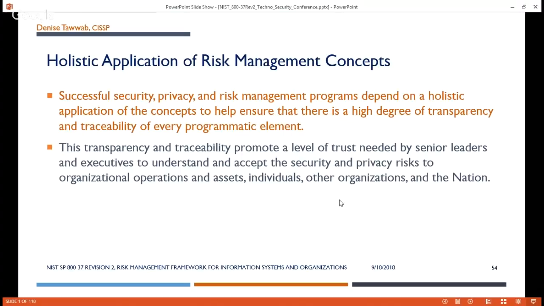All right, the holistic application of risk management concepts. Successful security, privacy, and risk management programs depend on a holistic application of the concepts to help ensure that there is a high degree of transparency and traceability of every programmatic element. The transparency and traceability promote a level of trust needed by senior leaders and executives to understand and to accept the security and privacy risk to the organization and to your assets and to your people.